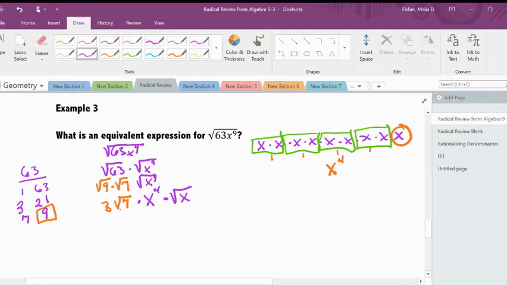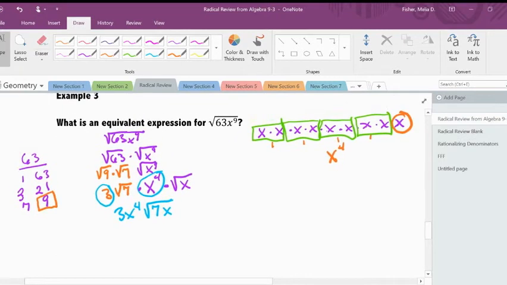Now to simplify this, let's switch colors. I'm going to go ahead and put 3 x to the 4th on the outside. These are my outside pieces. And then the square root of 7 and x stays underneath there. So make sure you keep the 7 and the x under the radical sign. A shortcut way to look at this is to say, if the exponent is odd, I'm going to have 1 left over inside. If it's even, it's going to be half as many.